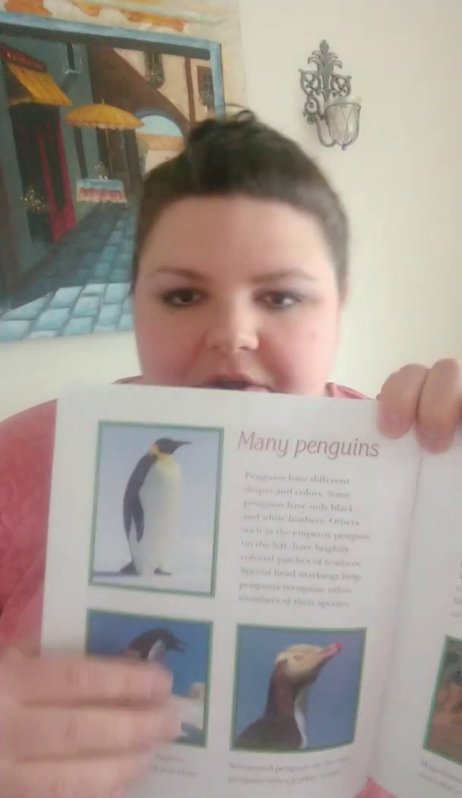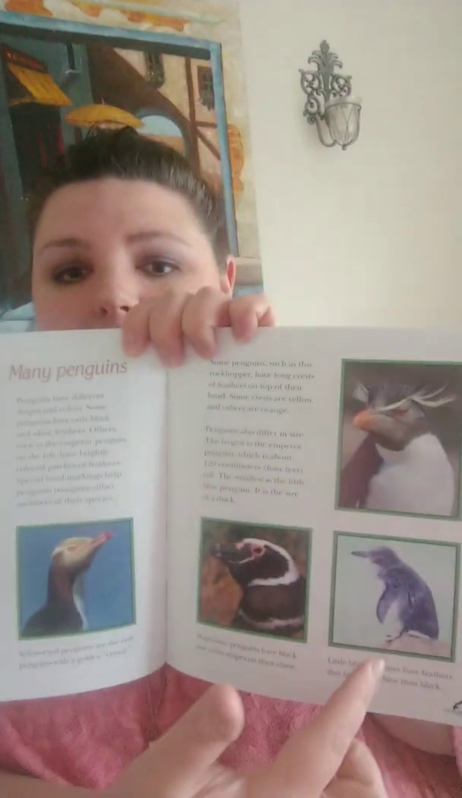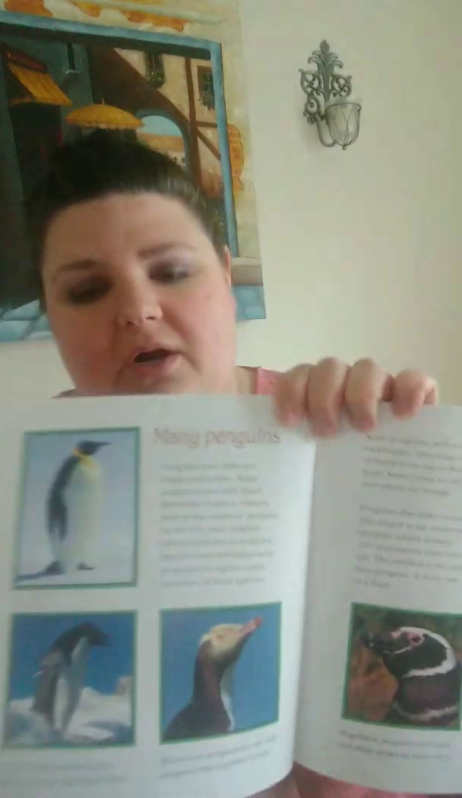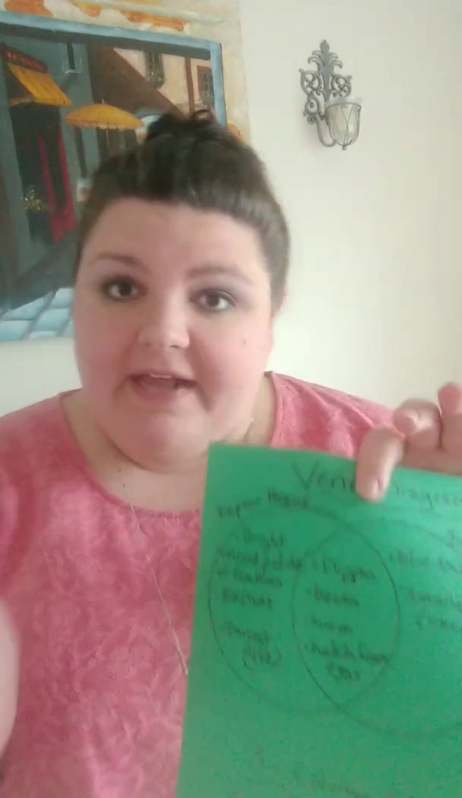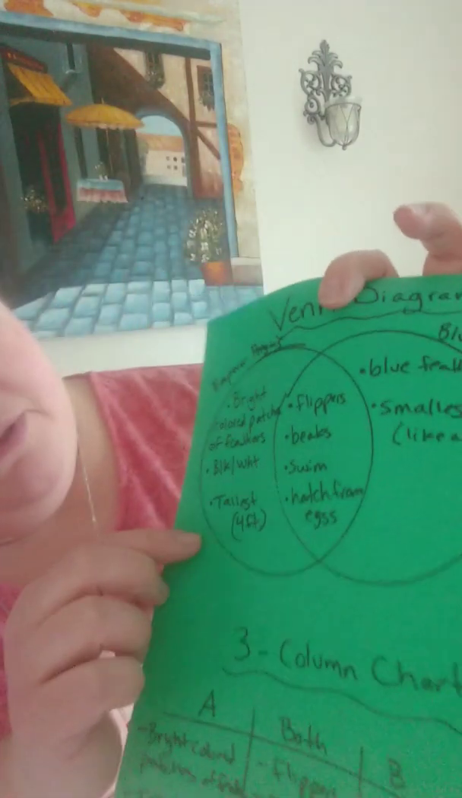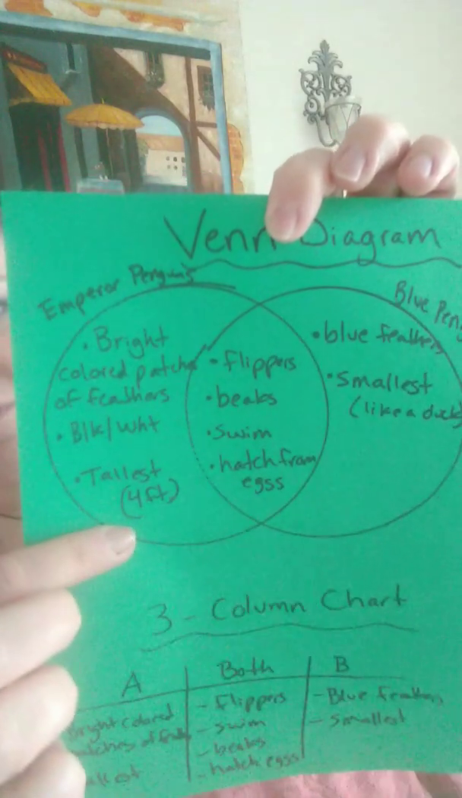Also in our reading, they talked about the size. They compared the emperor penguin to the blue penguin when we read this part. And they said that the emperor penguin was what? Do you remember? The tallest. Do you remember how tall? 4 feet. Well, we know the little blue penguin's not that, so that's a comparison. So I was able to put on mine for emperor penguin, tallest, 4 feet.